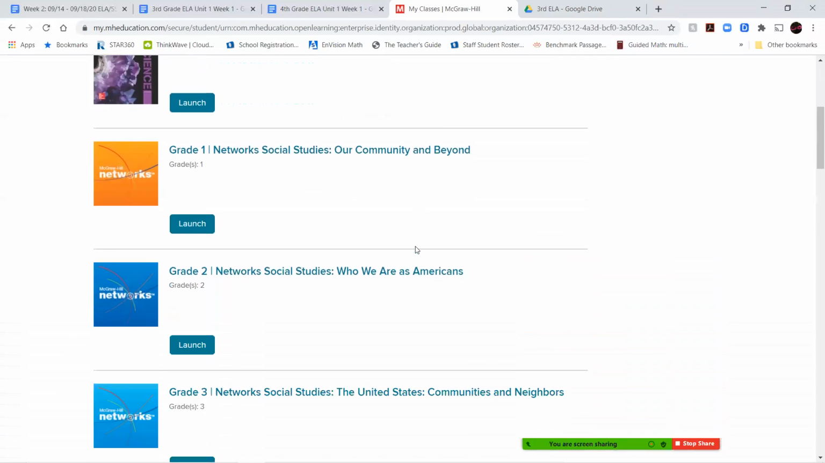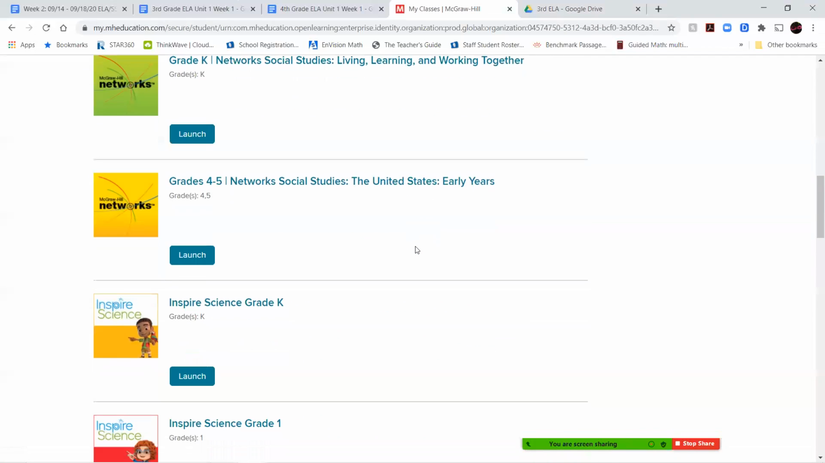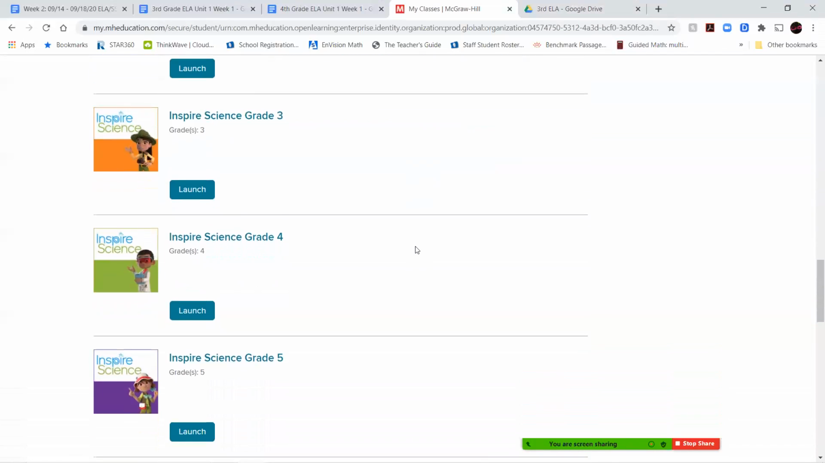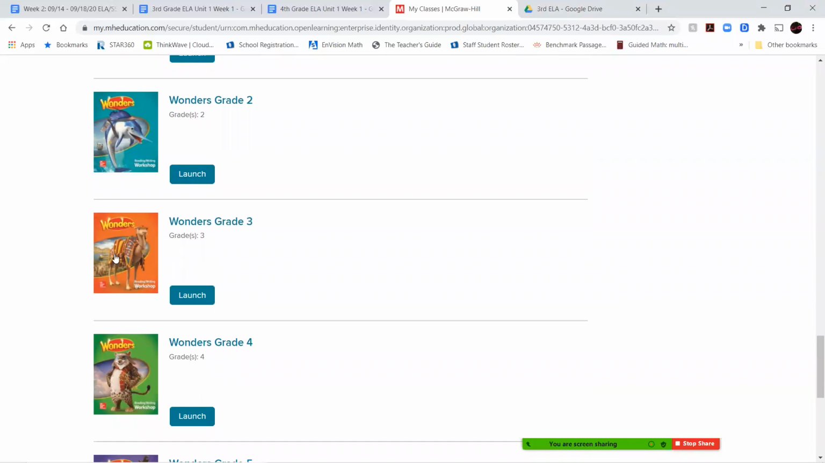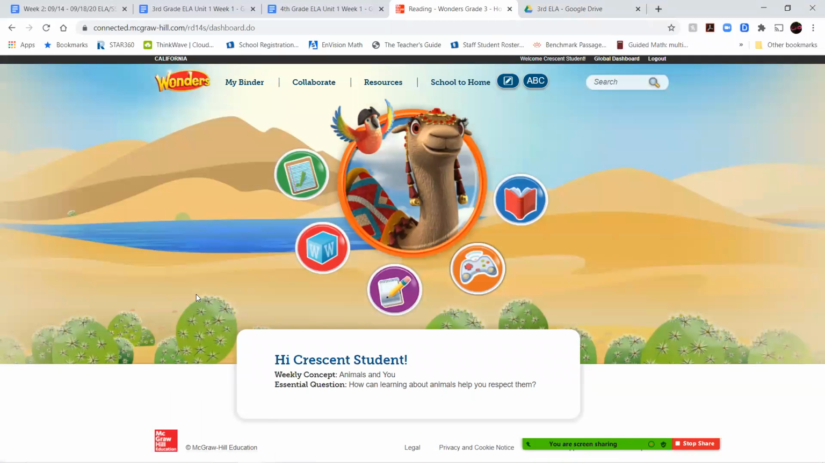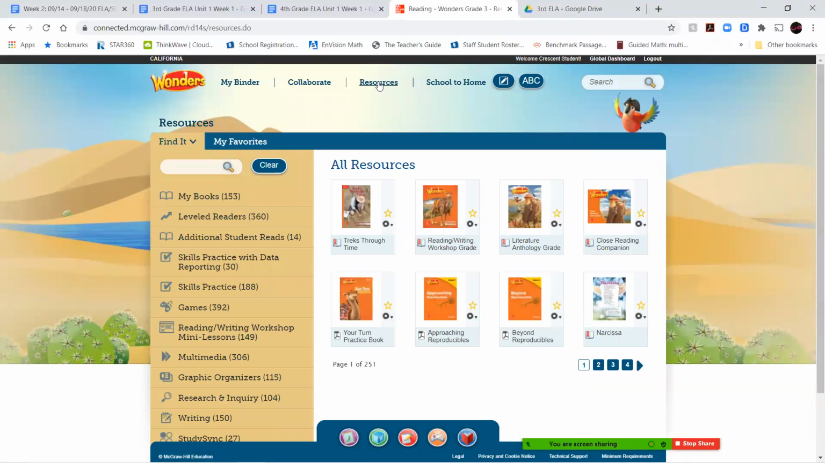And we're going to scroll down. So if we want language arts, we're going to go to the Wonders books, and those are towards the bottom. So you're going to find your book, which is the orange book, and you're going to press launch. Now, the easiest thing to do once you get here to find the books that you need is just click on the resources button. As soon as you're there, you're going to see your reading and writing workshop, which is going to be your small textbook, and you're going to see your literature anthology, which is your big textbook.